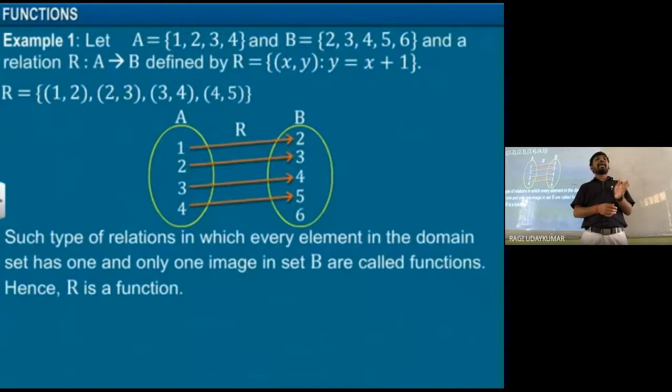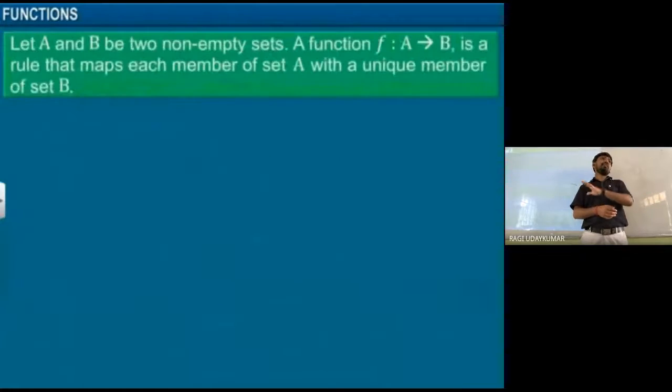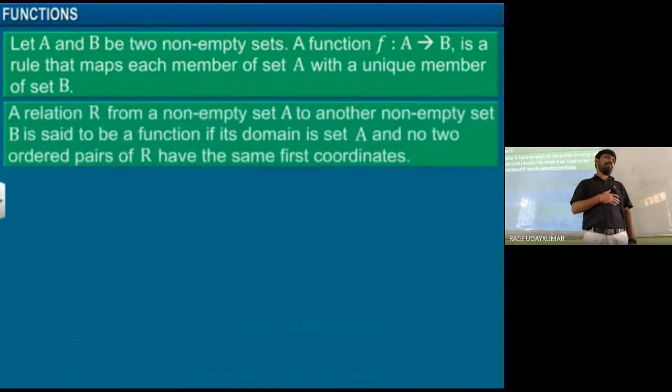In the domain set, each element has only one image in the other set. Only one image should be there. Image is nothing but whatever the element is related to, that is called the image of the first set's element. So A and B are two non-empty sets, and a function f from A to B is a rule that maps each member of the set A to a unique member of set B. A relation R from the non-empty set A to another non-empty set B is said to be a function if its domain is set A and no two ordered pairs in R have the same first coordinate. Same first coordinate कब होगा?